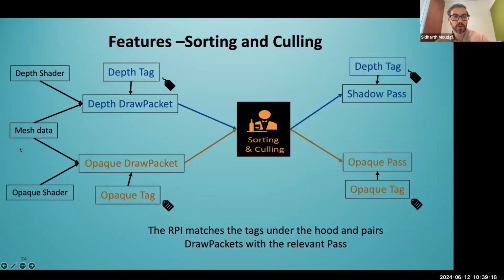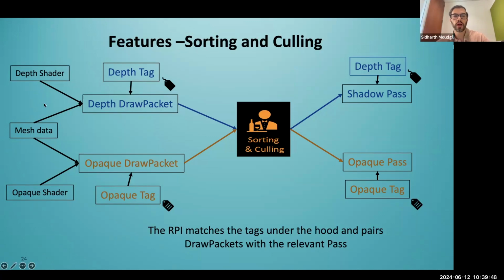So here's a quick example. Your mesh data will contain all your geometry information, like index buffers, vertex buffers, UVs, blend weights, blend indices. They will get converted into depth. So you combine it with the depth shader. Now you have a depth draw packet. The depth draw packet has the depth tag associated with it. The opaque shader will create an opaque draw packet, and it has an opaque tag.